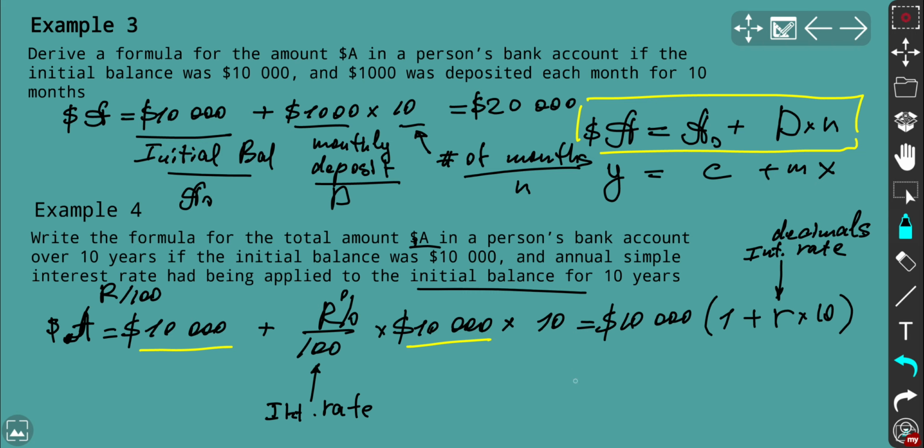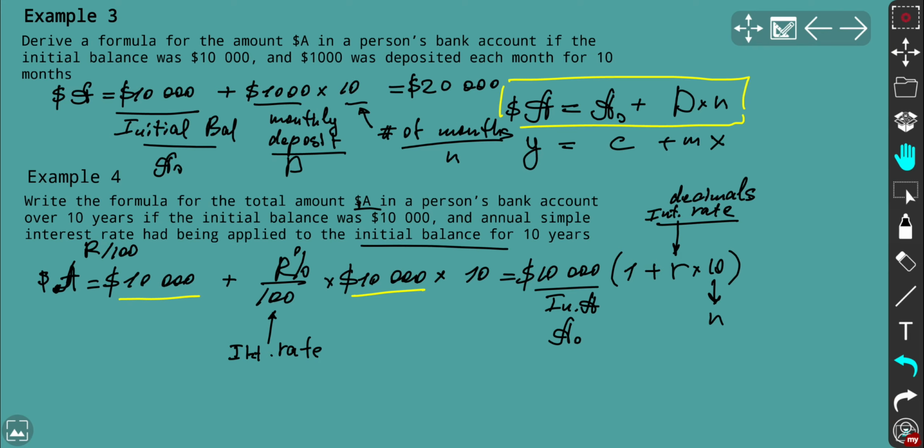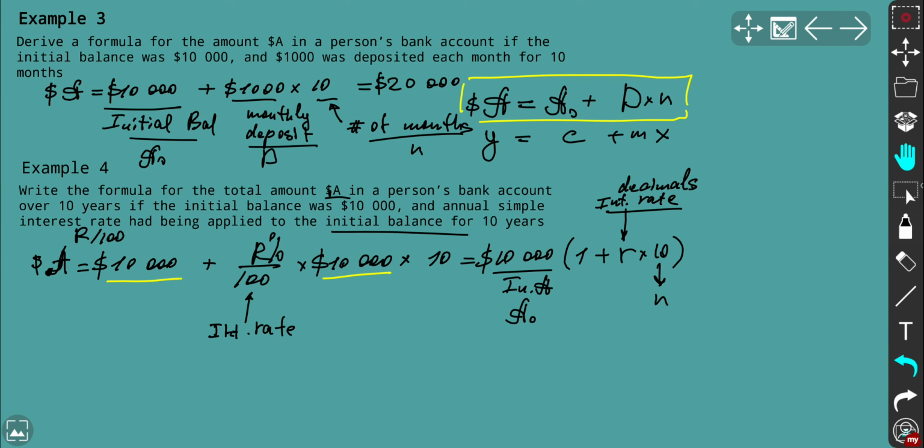So how can we generalize? If this is the initial balance or initial amount, we can set it up as A0. So that's the rate as a decimal. So 10 is going to be, but you need to indicate that's the rate in decimal. If the rate is a percentage, we need to divide by 100, and 10 is the number of years. So we can set up, let's say, n as the number of years. How can we generalize that? Pretty easy. We can just say that it's the well-known formula for simple interest.